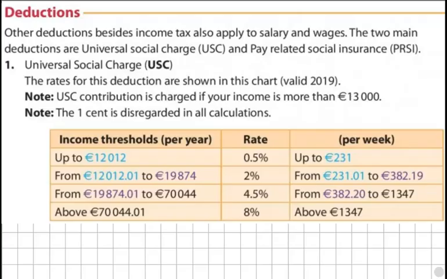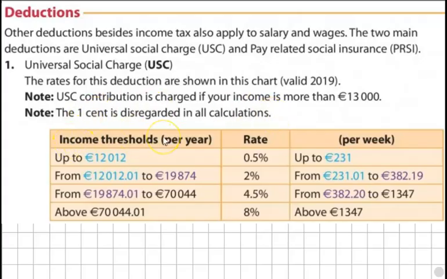Deductions. Other deductions besides income tax also apply to salary and wages. The two main deductions are Universal Social Charge, USC, and Pay Related Social Insurance, PRSI. Universal Social Charge, USC. The rates for this deduction are shown in the chart. This is valid for 2019, so they may have changed. Note, USC contribution is charged if your income is more than €13,000. And note the 1 cent is disregarded in all calculations.